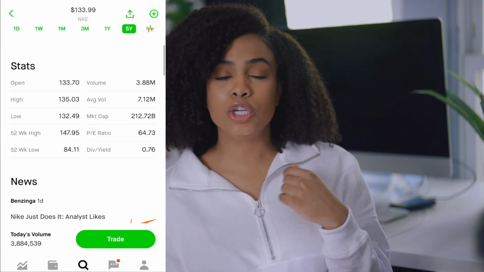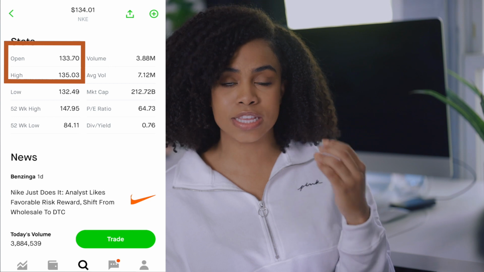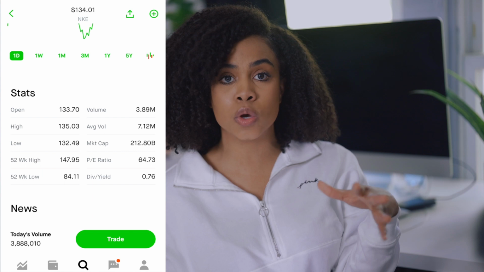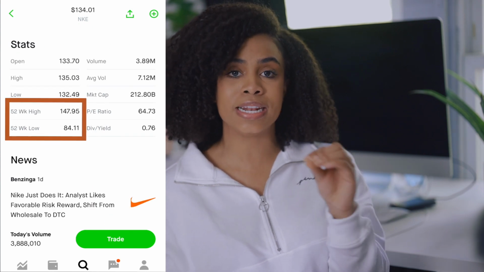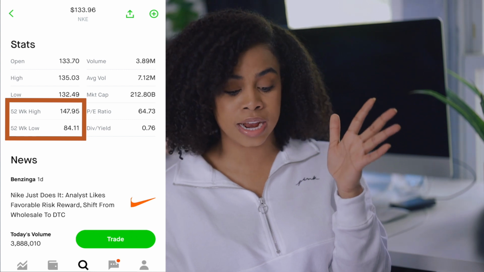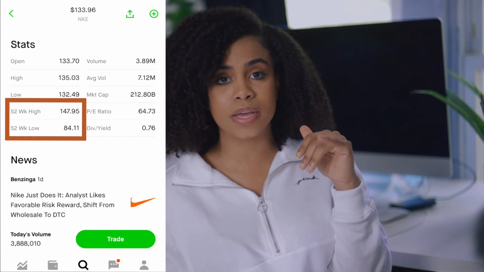So some of the things that you can look at. Say I wanted even more information on Nike and I'm analyzing this stock. It would show me the high and the low of what that stock was trading at today, and it would also show me the 52-week high and the 52-week low, which basically tells me within the past year, the highest it went up to was $147.95 and the lowest it went down to was $84.11. So that's quite a big fluctuation.